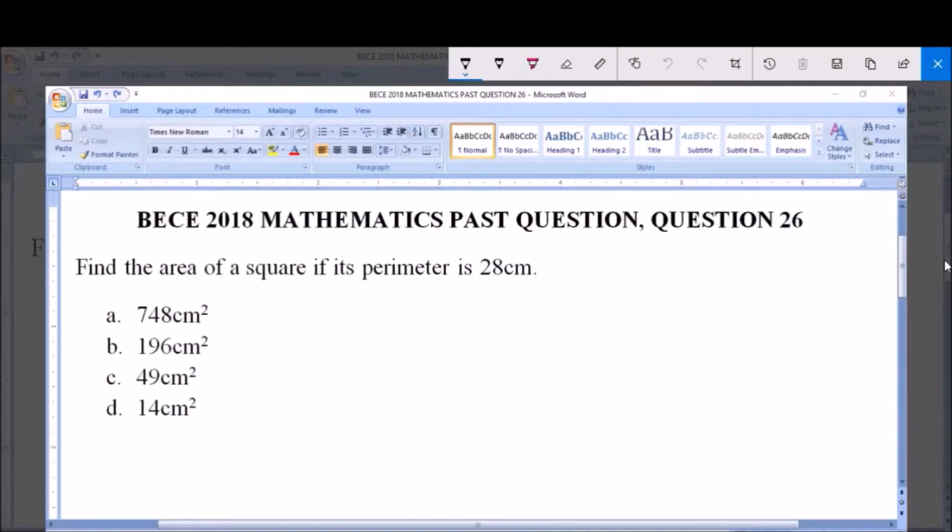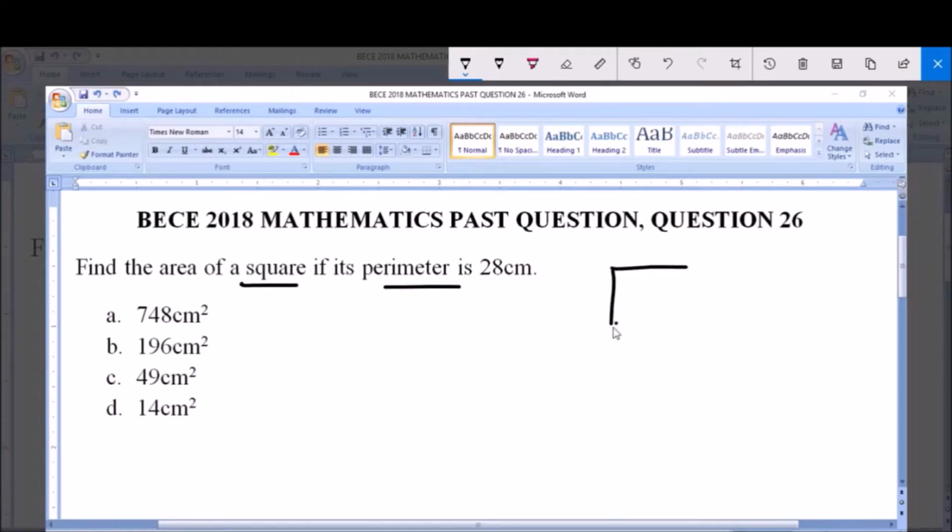A. 748 centimeters squared. B. 196 centimeters squared. C. 49 centimeters squared. And D. 14 centimeters squared. So we're to find the area of a square with perimeter 28 cm. Now let me take a diagram of the square.